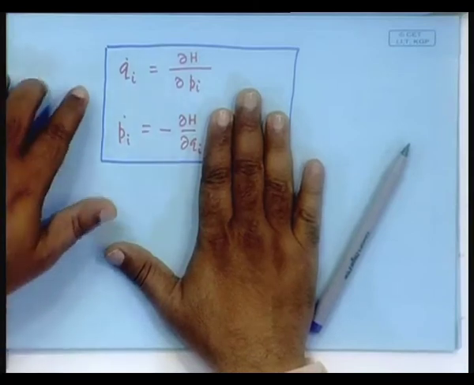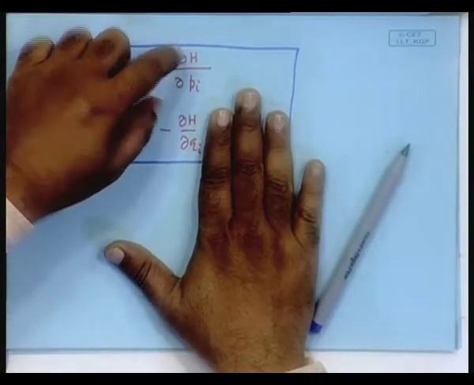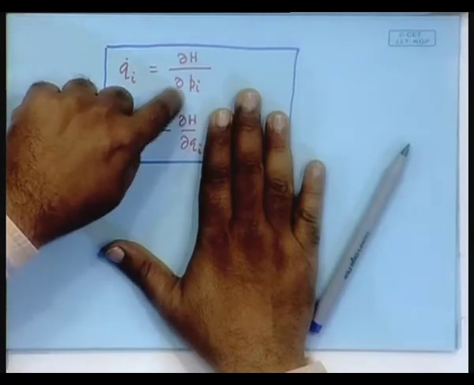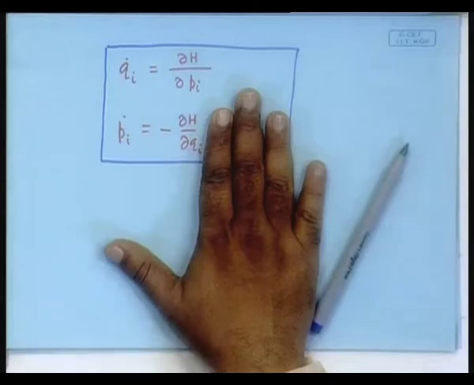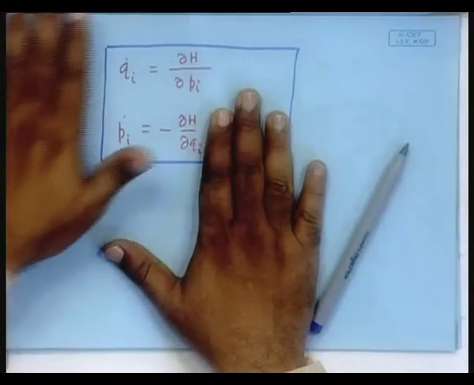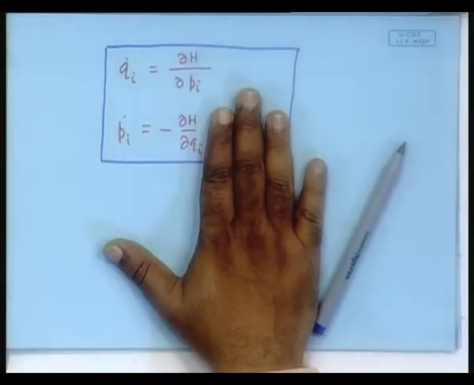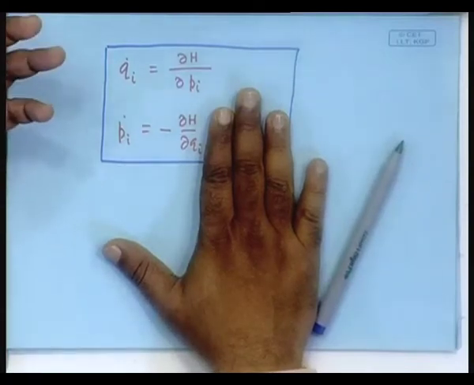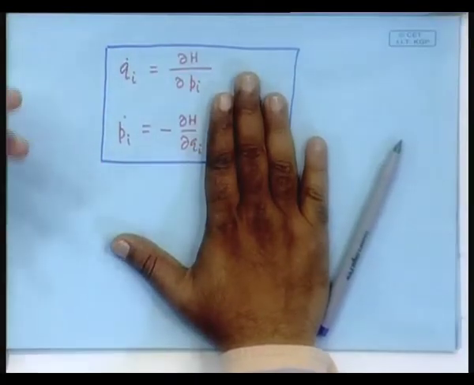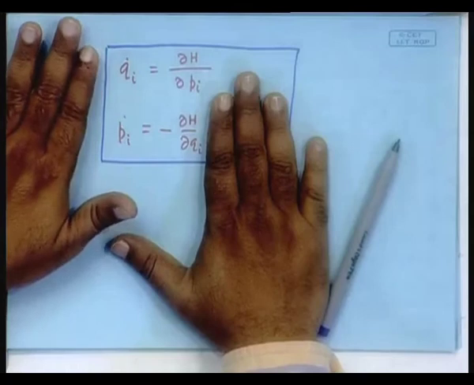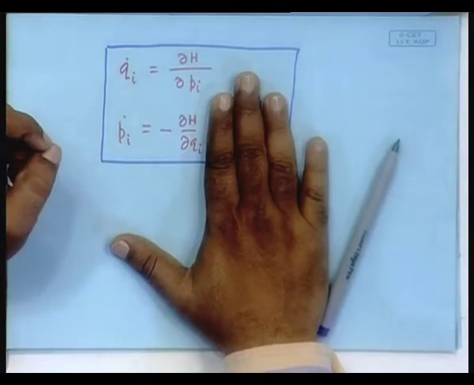Very nice form. Qi dot is nothing but the derivative of the Hamiltonian with respect to Pi, and Pi dot is nothing but the derivative of the Hamiltonian with respect to Qi with the negative sign, that is all. Very nice set of equations. That is why this has intrigued physicists for a long time, and many physicists have devoted their lifetime studying this nice set of equations. And if this is ignored, the kind of systems where such equations are valid are called the Hamiltonian systems.